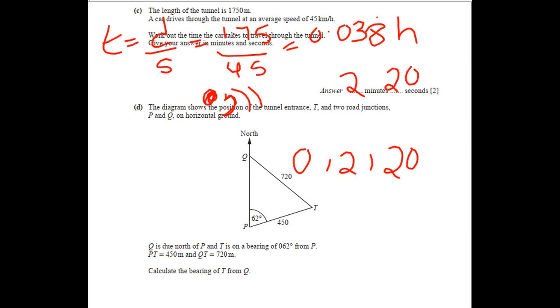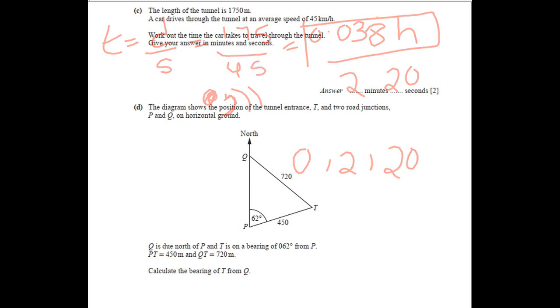Or you may simply multiply this answer with 60 first. You'll get 2.33333. Then that will mean 2 minutes and 0.333 extra minutes. Multiply that 0.333 times 60, you'll get 20.